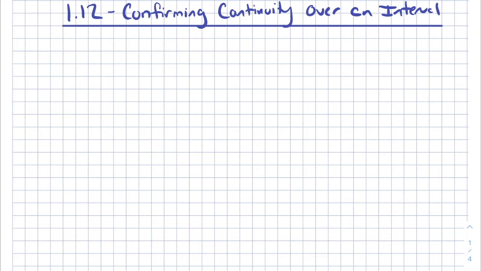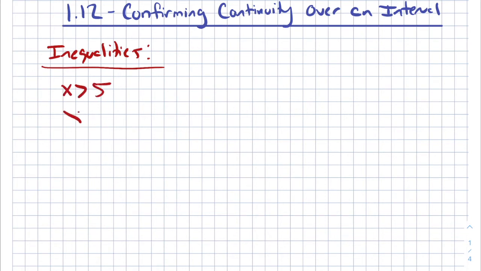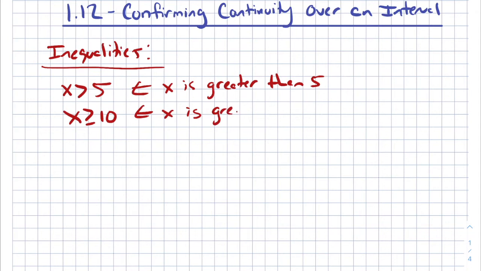One common way that we talk about intervals of x values is by using inequalities. That's talking about things like x is greater than 5, x is greater than or equal to 10. So this would be x is greater than 5, or x is greater than or equal to 10.